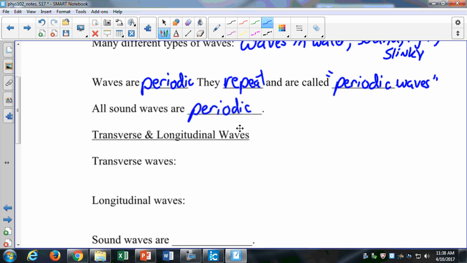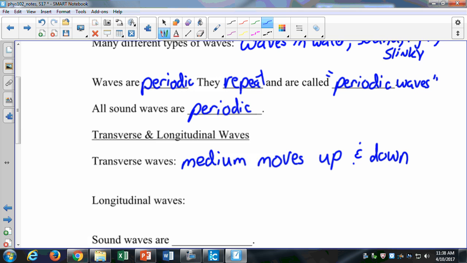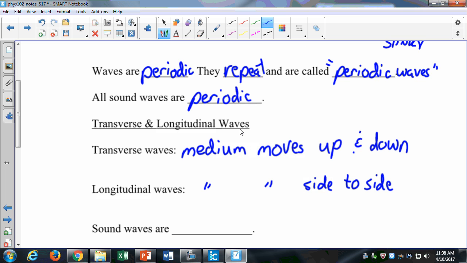We have two different types of waves, transverse waves. In transverse waves, the medium moves up and down. Whereas in longitudinal waves, the medium moves side to side. So I always like to think of this as, I don't know, like the wave at a football stadium. Y'all ever do the wave? That would be like a transverse wave.